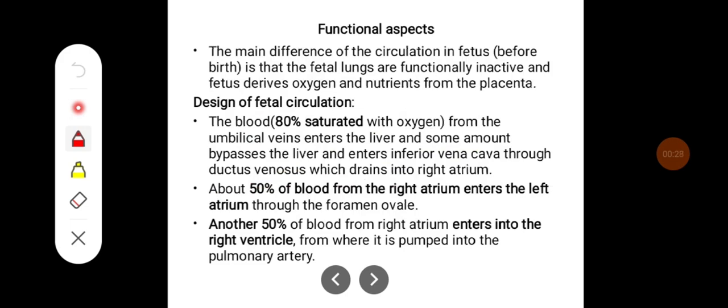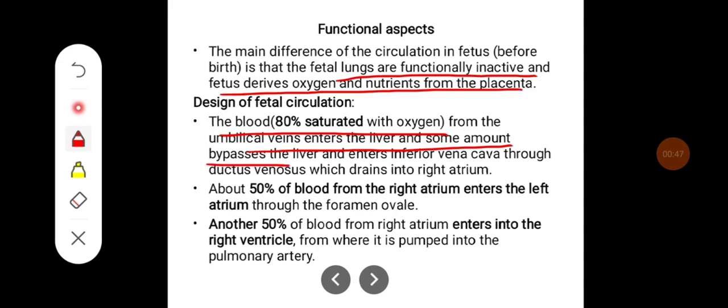The main difference of circulation in fetus, that is before birth, is that fetal lungs are functionally inactive and fetus derives oxygen and nutrients from placenta. The blood that is 80% saturated with oxygen from the umbilical veins enters the liver, and some amount bypasses the liver and enters inferior vena cava through ductus venosus, which drains into the right atrium.